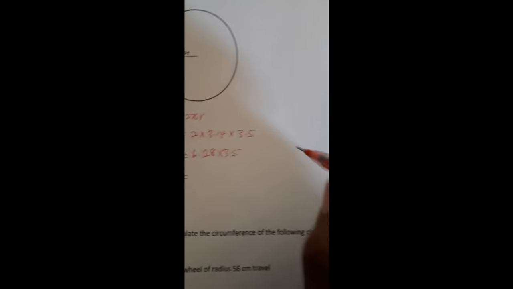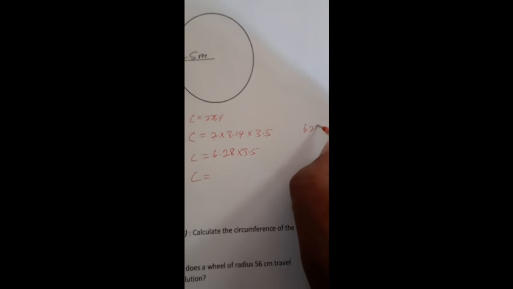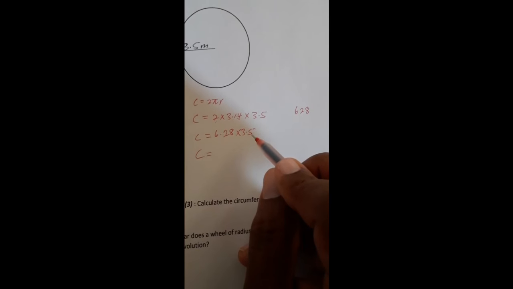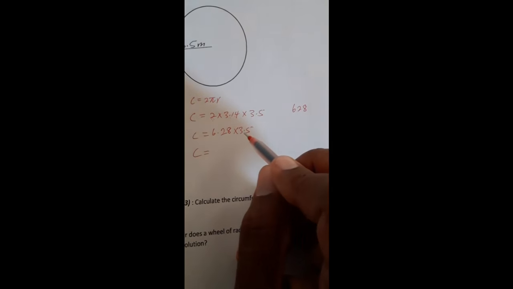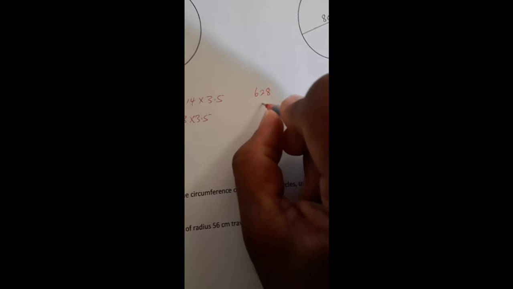Okay, so let us now do our multiplication. So I have 628. Let us leave out the decimal point. So I have 2 decimal places here. I have 1 decimal place. So when I write my answer, I need to put in 3 decimal places. So here is 1, that's 2. Let us multiply by 35.